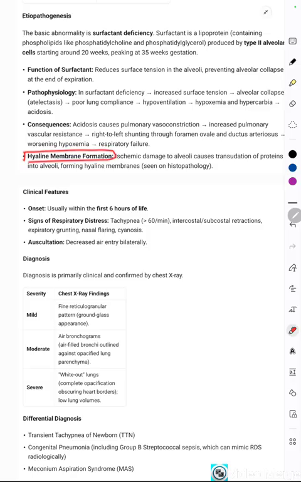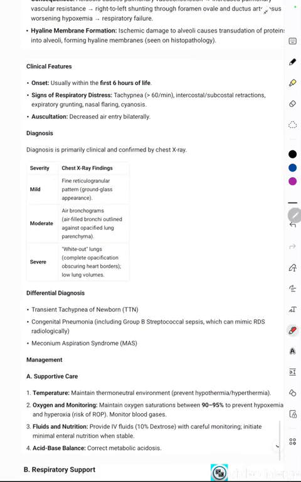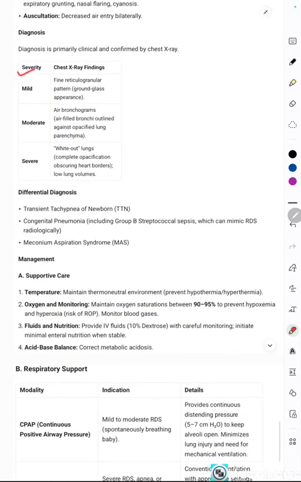In hyaline membrane deposition, the ischemic change to the alveoli leads to leakage of proteins, and these proteins form the hyaline membranes. Clinical features are generally found within 4 to 6 hours of life. The signs of respiratory distress are tachypnea of more than 60 per minute, intercostal or subcostal retractions, alar retractions, grunting, and nasal flaring. On auscultation, there is decreased air entry bilaterally. Initially, gasping for air is also seen. Then, on the basis of severity, it is mild, moderate, or severe. So there are chest X-ray findings.